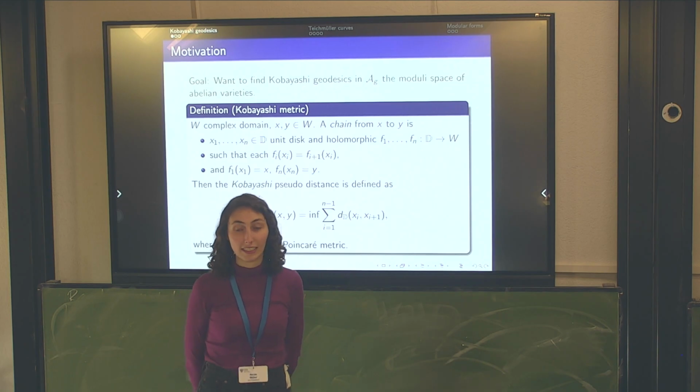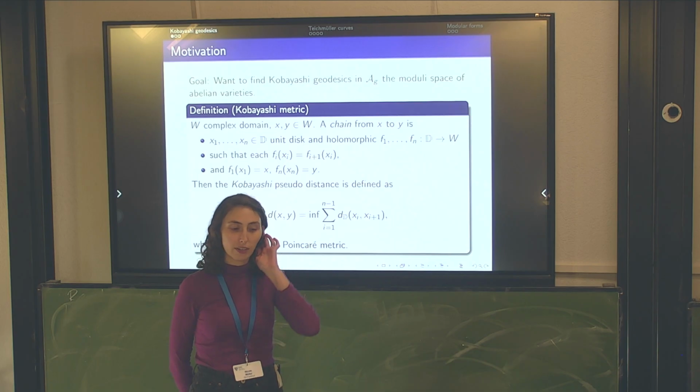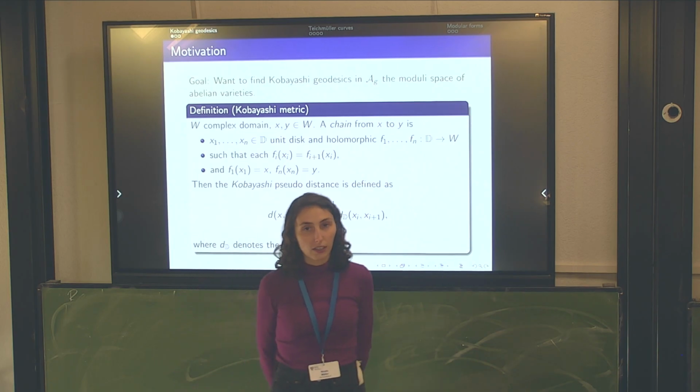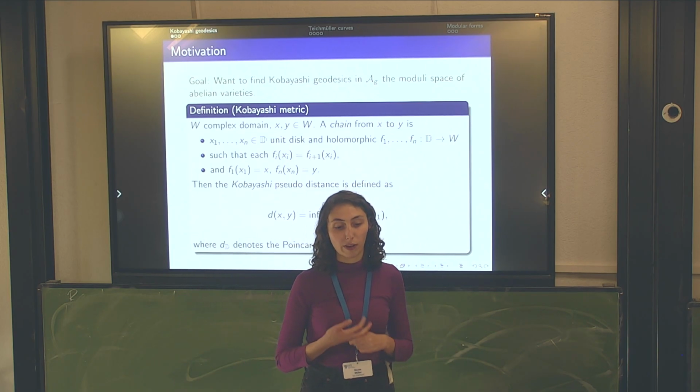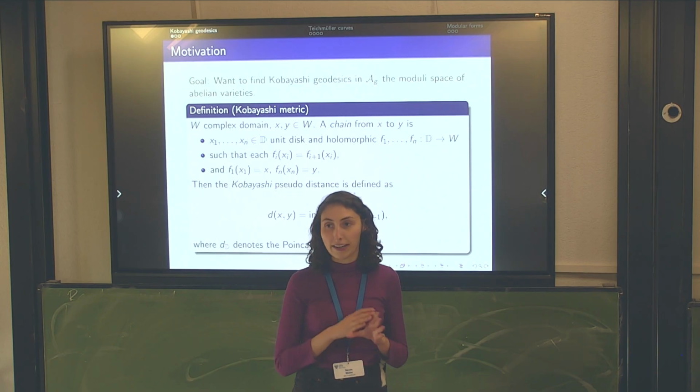Kobayashi geodesics in AG, the modular space of abelian varieties. So let me first state very quickly what a Kobayashi metric is. Basically it's the attempt to define a hyperbolic metric on any complex domain.